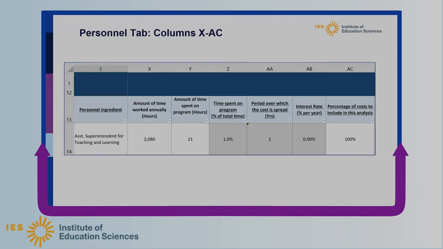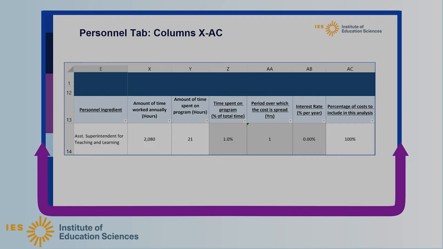That brings us to column X, where you need to enter the number of hours this person works annually, 2,080 hours in this case. Districts usually have schedules that tell you the number of hours each personnel position is supposed to work. In column Y, you enter how many hours this person actually spends on the program. In this case, it was 21 hours for the year. Column Z auto-populates by dividing column Y by column X. If you know the percentage of time someone dedicates to a program, you can enter that directly into column Z and not worry about X and Y.